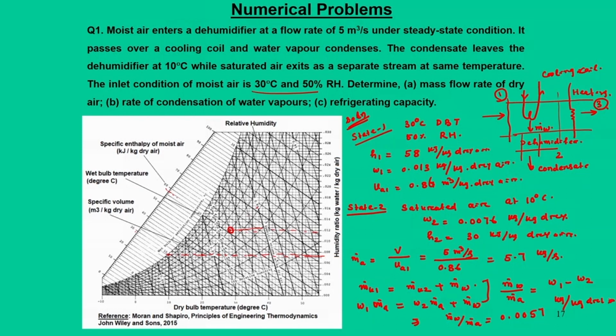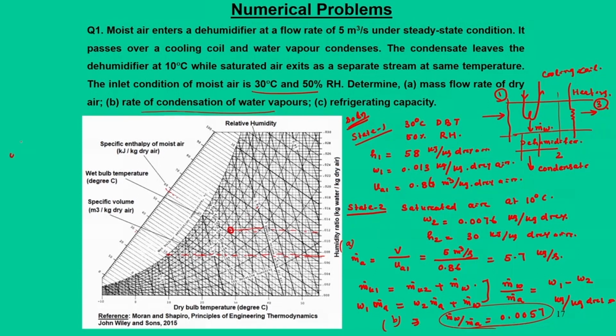So, this is the rate at which the condensation takes place, and the mass flow rate of dry air we already evaluated, that is the first part. Second part, the rate of condensation of water vapor, we can say 0.0057 kg of condensate that comes per kg of dry air. And the third thing that we have to find out is the refrigerating capacity.